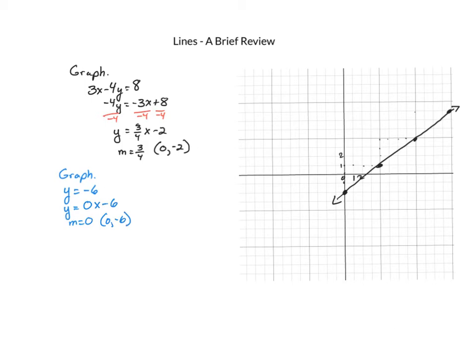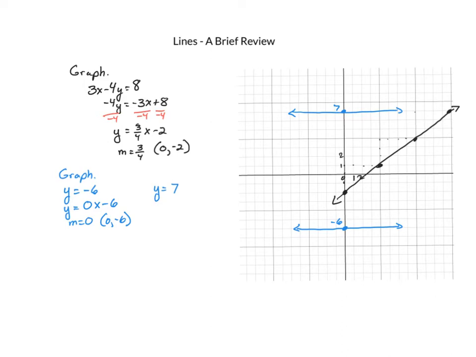So if I were going to graph this one, I would go down to -6 on the y-axis, and a slope of 0 means we just have a horizontal line, and it's done. I hope you remember now that y equals a constant is always a horizontal line. So if you were asked to graph y equals 7, you actually don't need to do any more than go to the y-axis, go to 7, and draw a horizontal line. And it's done that quickly.